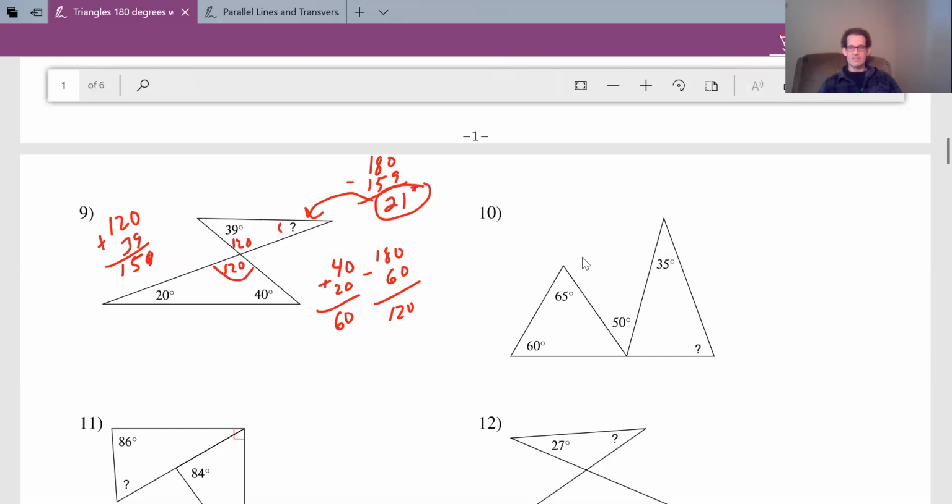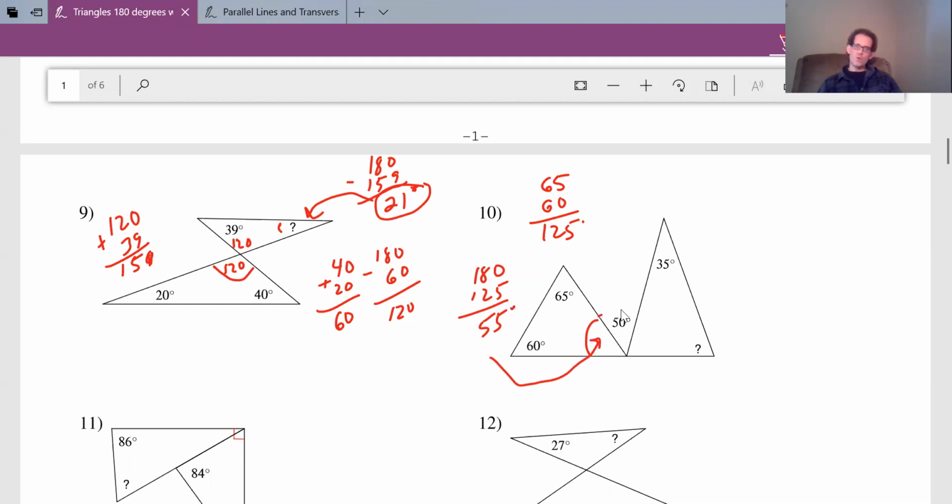Ooh, number 10 is going to take a while. This has got a bunch of measurements. So I've got a triangle here. It's got 65 and 60. So if I add those together, 65 plus 60, I'm going to get 125. But I want to find out what this is. So I'm going to subtract from 180. And I'm going to get 55. So that's the measurement that goes right there.